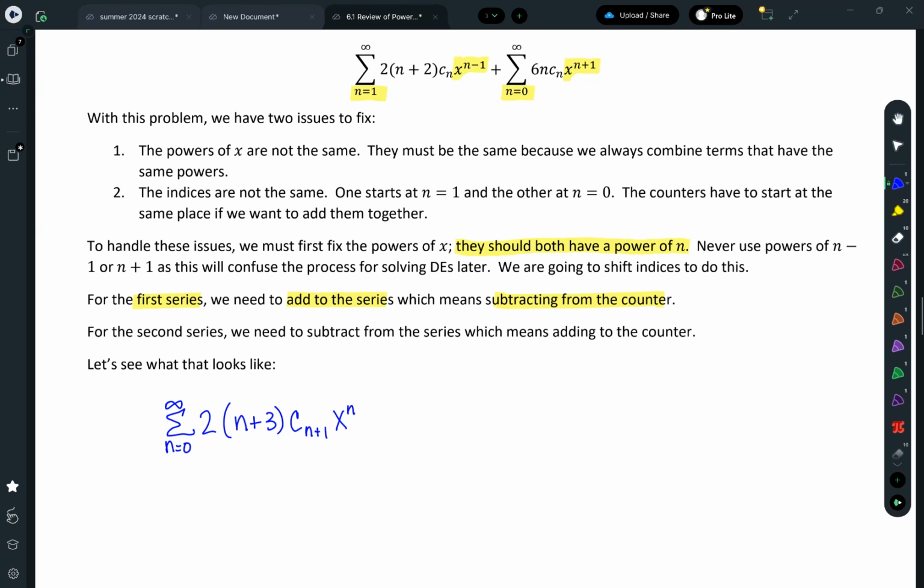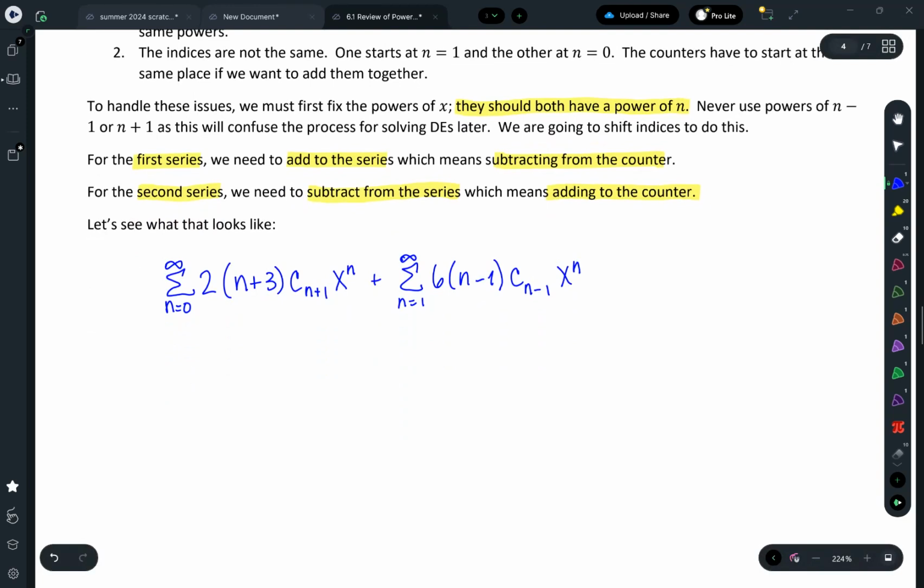Okay? The second series, it looks like we need to subtract from the series and add to the counter. All right, so if we add to the counter, we get the sum, n goes from 1 to infinity, of 6. Now that n, we need to subtract from there. Okay, so it'll become in parentheses n minus 1. The n with the c, that becomes c sub n minus 1. The x to the n plus 1, we're going to subtract that 1 and be left with x to the n. Okay, so that looks pretty good.